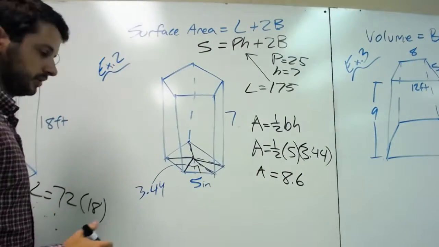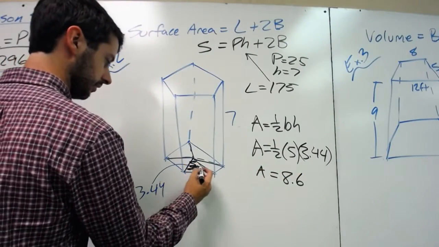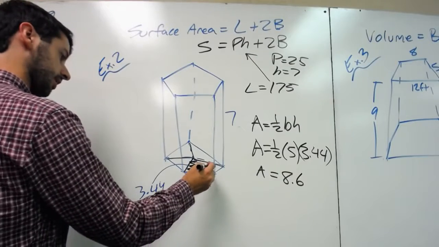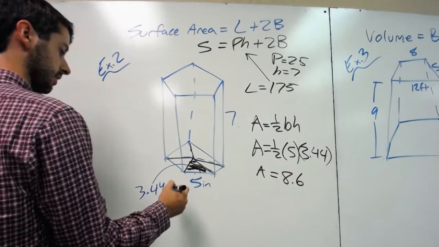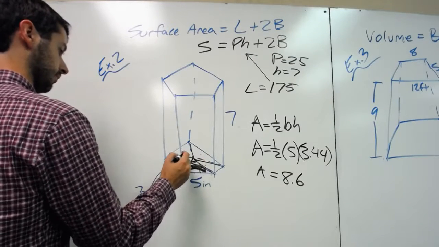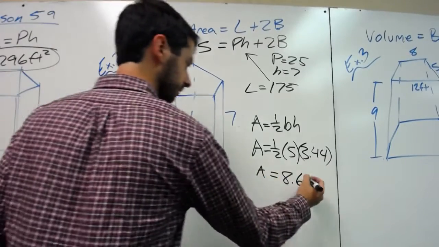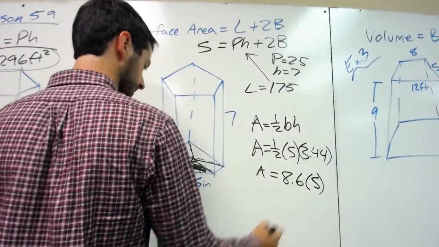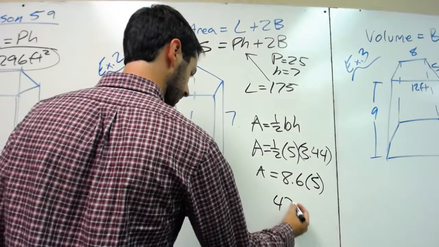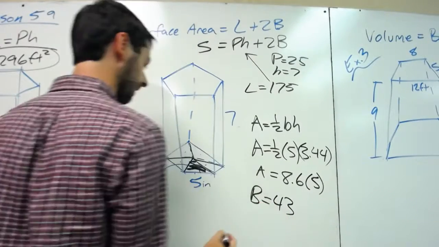However, just so you know, that's only the area of this triangle. We need to find the area of the whole base. So since there's 1, 2, 3, 4, 5 triangles, I'm going to multiply that by 5. So I do 8.6 times 5, and I get 43. That's 43 for the area of a base.